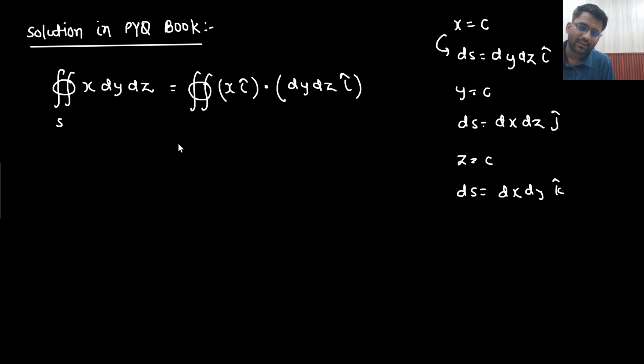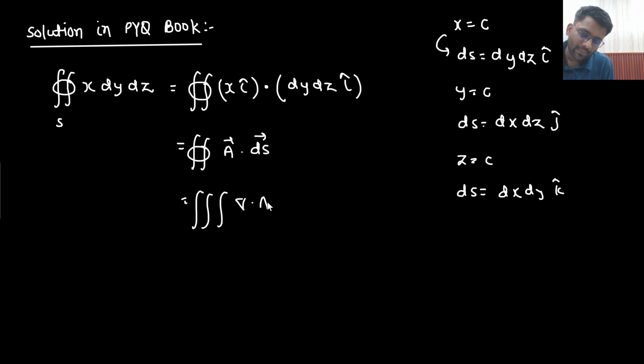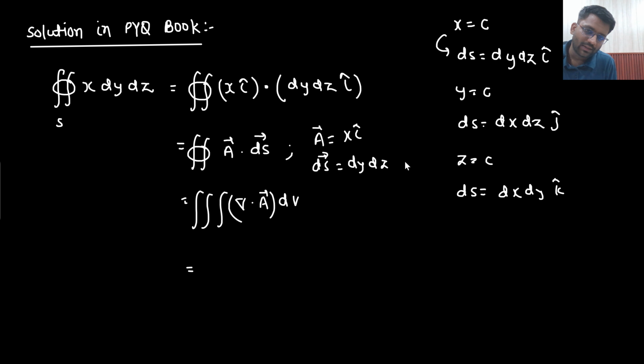So what they are saying is that this is my vector A, and this is my ds vector. So I can replace this as del dot A dv. And what is your del dot A? A is xi cap only, no? They have taken A as xi cap and ds as dy dz i cap. Okay. So from del dot A dv I have written, what is del dot A you will be getting? Del dot A will be 1.